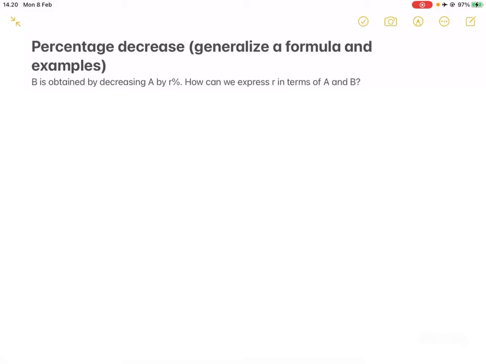Today we're going to look at percentage decrease, and then we're going to generalize a formula for percentage decrease, and then we're going to look at some examples of these type of problems. So first we're going to generalize a formula for percentage decrease.